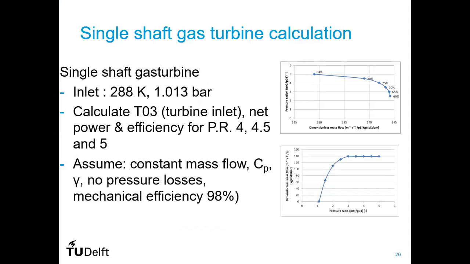So when we go into the performance calculations, we will now discuss a single shaft gas turbine, and I'll do some calculations for that. We have atmospheric conditions, so 15 C, so 288 K and 1 atmosphere. What we want to do is the specific work and the net power efficiency for different pressure ratios. We can assume constant mass flow, so we neglect the fuel mass flow, constant cp, and no pressure loss, and we assume a mechanical efficiency of 98%. So let's start that calculation.